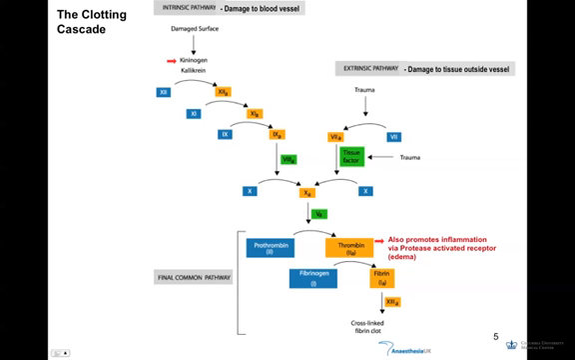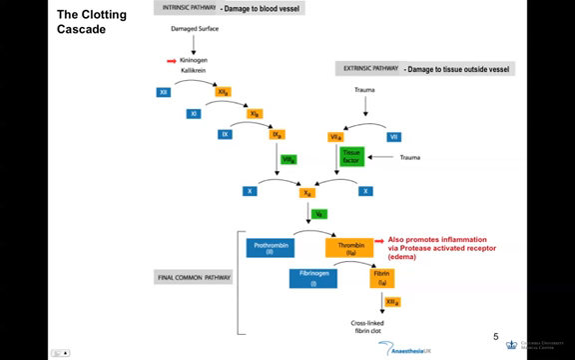Okay? So you can have damage to blood vessels triggering the system, or you could have damage to tissue outside of the vessel triggering the system. And then, of course, if the Kynan system is triggered, you get this activated factor 12, and that also is going to trigger clotting.